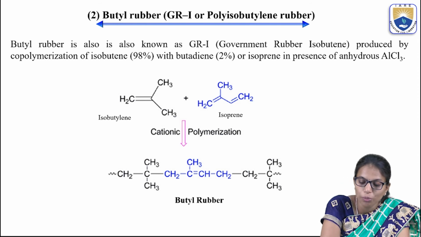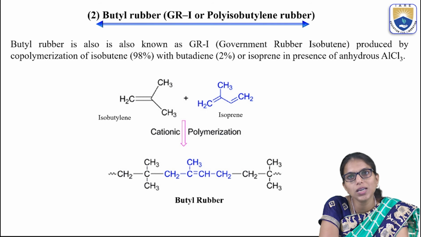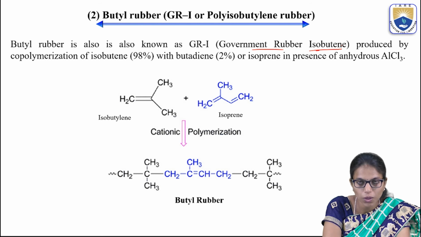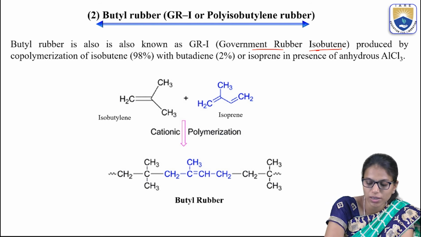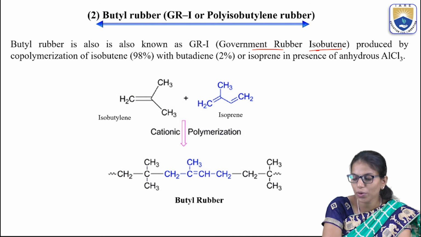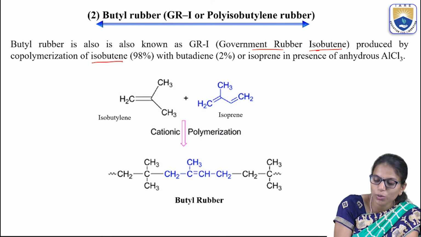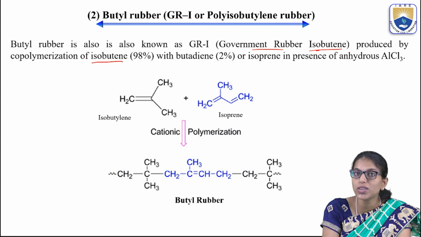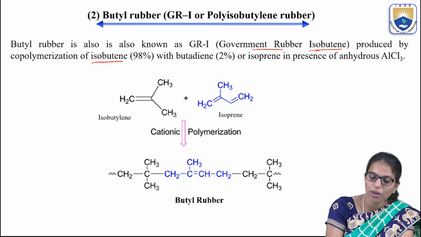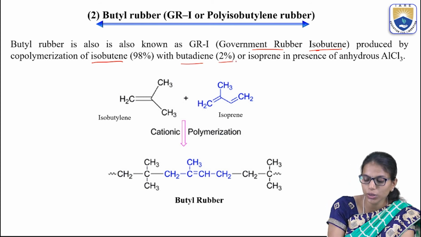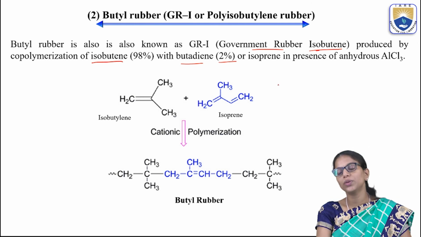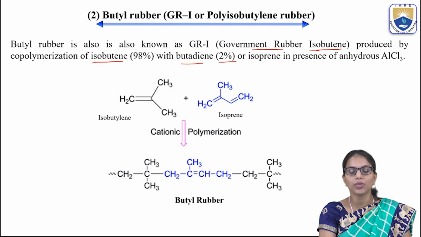Now coming to the next example, that is butyl rubber, which we call GRI, that is government rubber isobutene. So butyl rubber is formed by the copolymerization of isobutene. In that, we take 98% isobutene with 2% butadiene or 2% isoprene in the presence of anhydrous aluminum chloride.